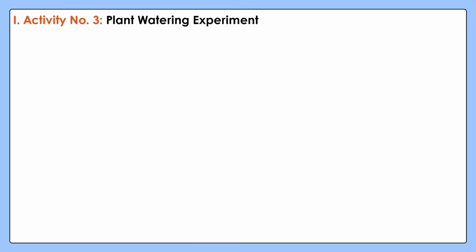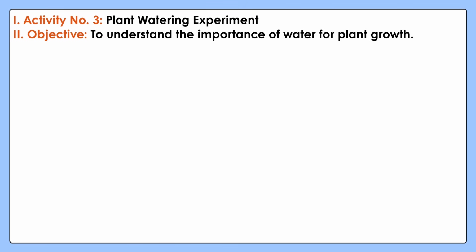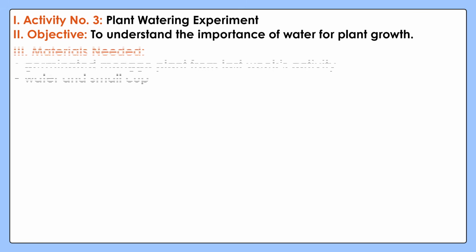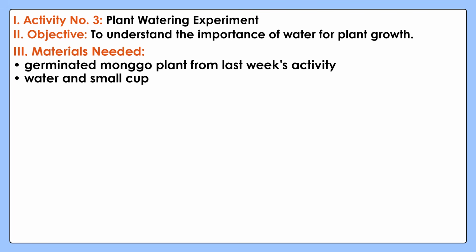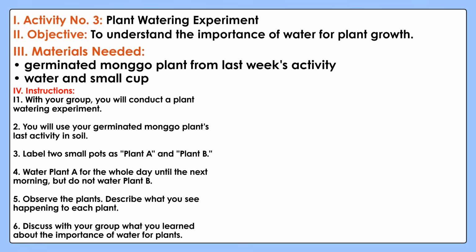Activity number 3, Plant Watering Experiment. Objective: to understand the importance of water for plant growth. Materials needed: germinated mango plant from last week's activity, water, and small cup.